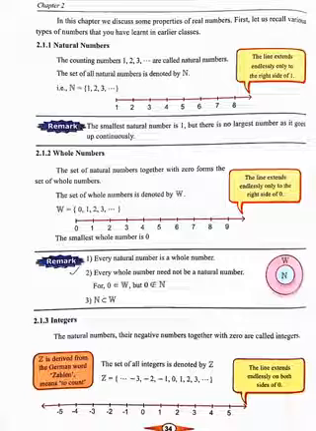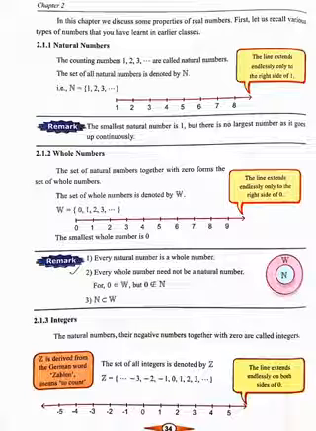Whole numbers. The set of all natural numbers together with 0 forms the set of whole numbers. It is represented by the letter W. So my question is, whether every natural number is a whole number, children? Yes. Why? Because whole number contains 0, 1, 2, 3, etc. Isn't it? So every natural number is a whole number.